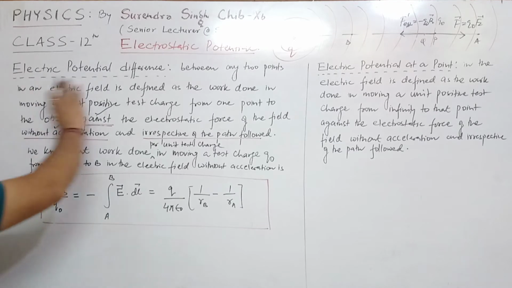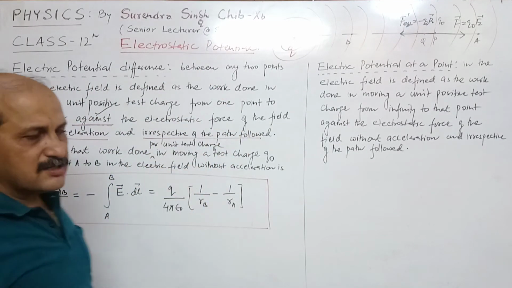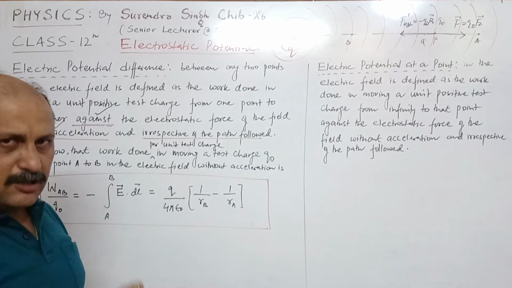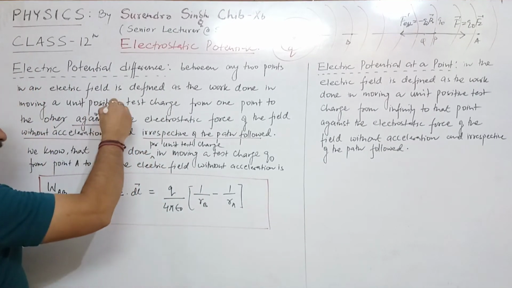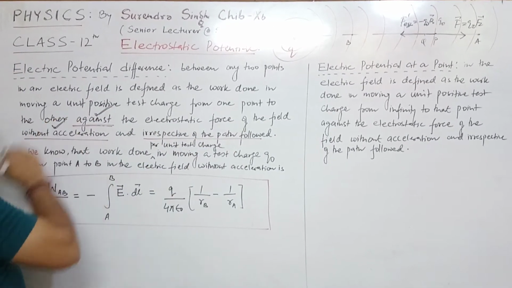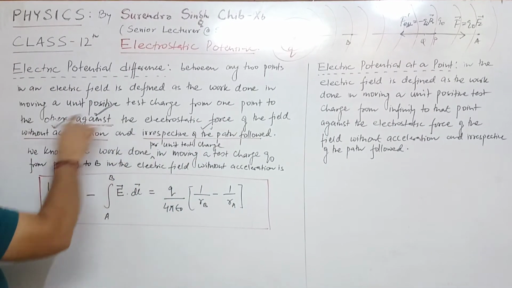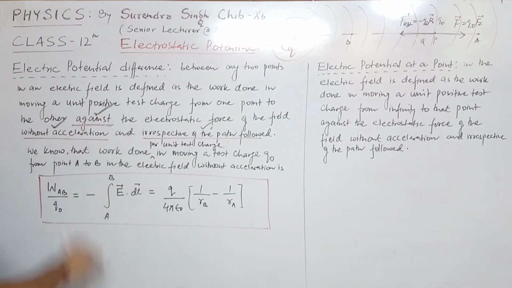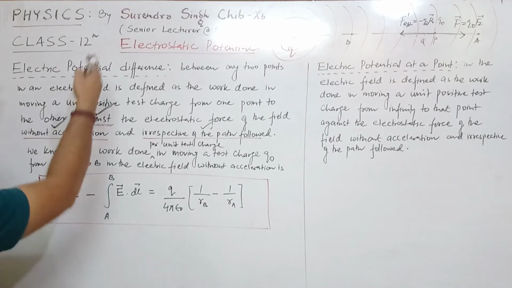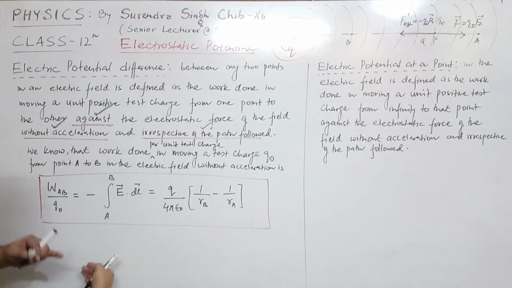So this is the definition of electric potential difference between 2 points. It is defined as the amount of work done in moving a unit positive test charge from one point to another point against the electrostatic force without acceleration and irrespective of the path followed. These 3 lines should be there, and this is the derivation. If someone says derive the whole derivation, you can derive all these things, and we will move further.